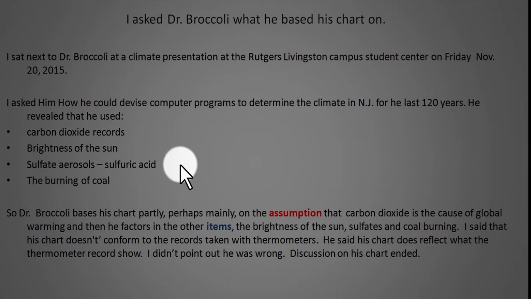I sat next to Dr. Broccoli at a climate presentation at the Rutgers Livingston campus student study in November 20th, 2015. I asked him how he could devise computer programs to determine the climate for New Jersey for the last 120 years. He revealed that he used carbon dioxide records, the brightness of the sun, sulfate aerosols, and the burning of coal. So Dr. Broccoli bases his chart partly, perhaps mainly, on the assumption that carbon dioxide is a cause of global warming, and then he factors in the other items.